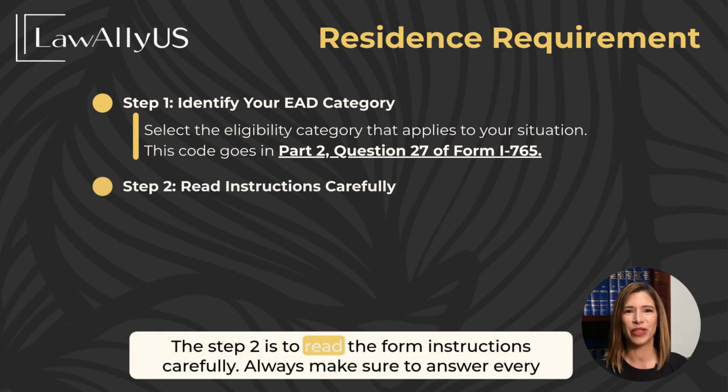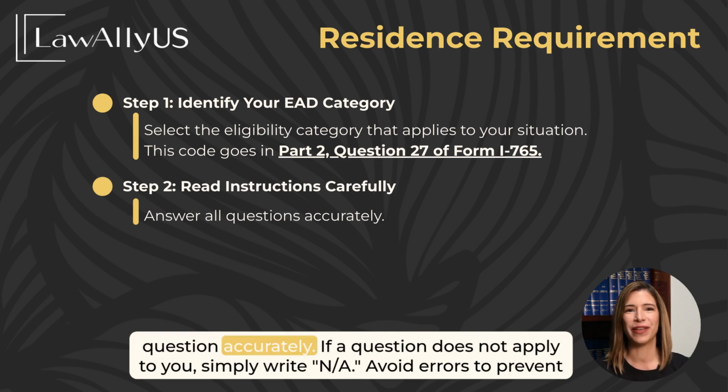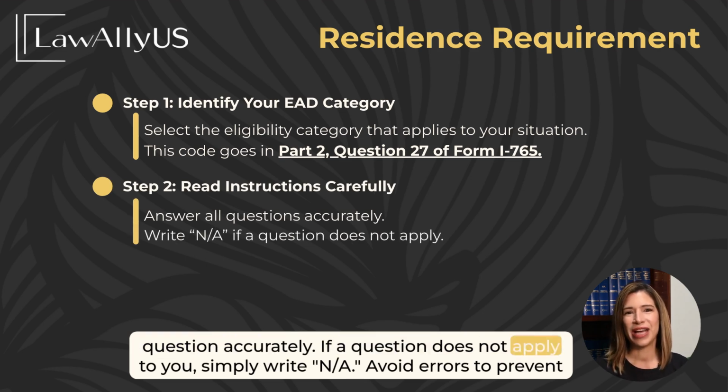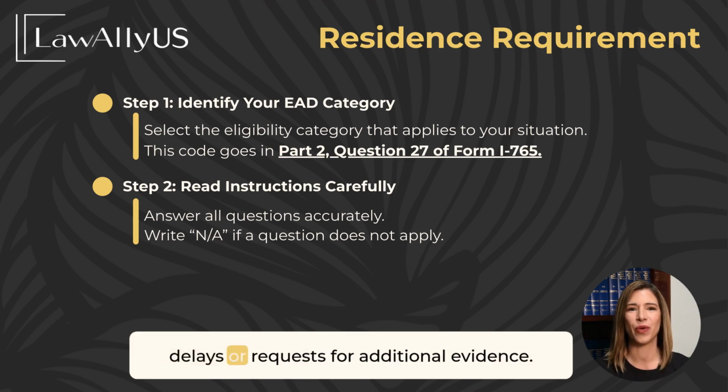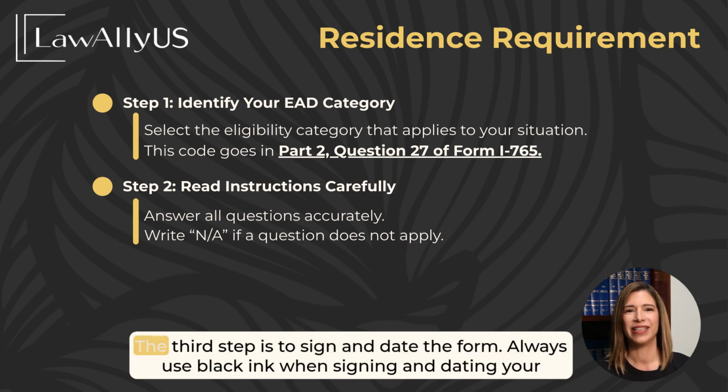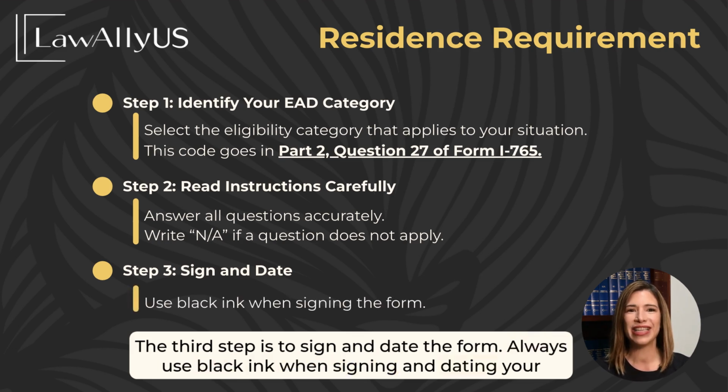Step 2 is to read the form instructions carefully. Always make sure to answer every question accurately. If a question does not apply to you, simply write NA. Avoid errors to prevent delays or requests for additional evidence. The third step is to sign and date the form. Always use black ink when signing and dating your application.